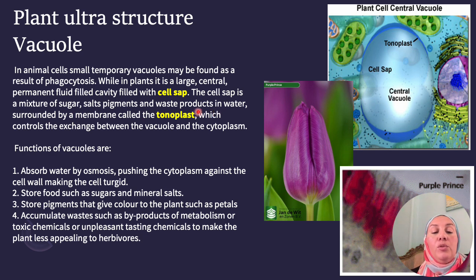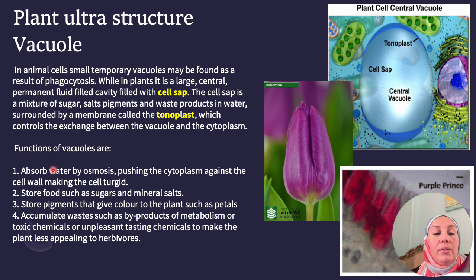All of that surrounded by a membrane that we're going to call a tonoplast. And again, just like the cell membrane, it can control the exchange between whatever is inside the vacuole and the exterior, the cytoplasm. Okay, so it's the same as the cell membrane.